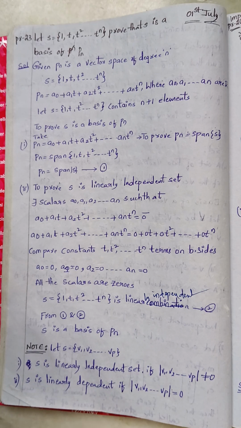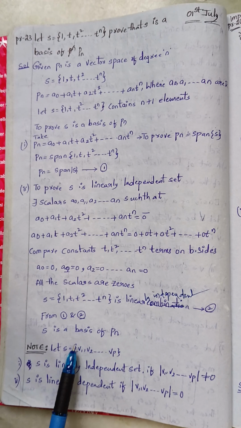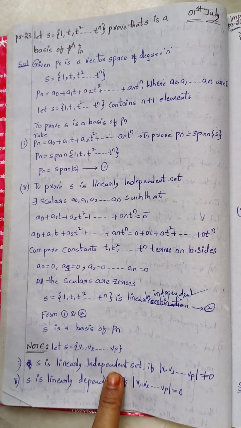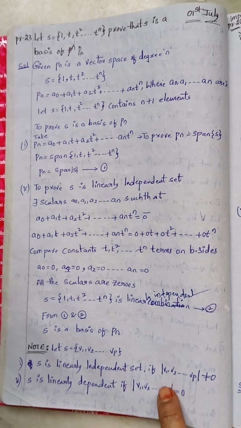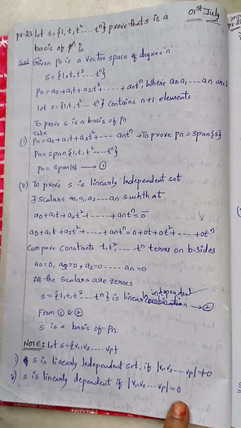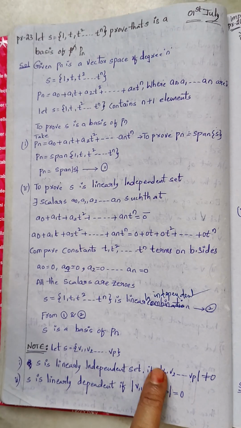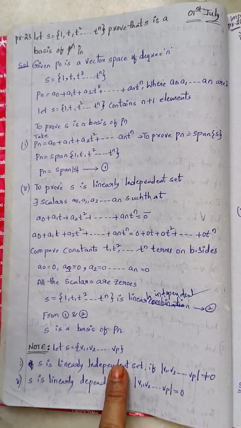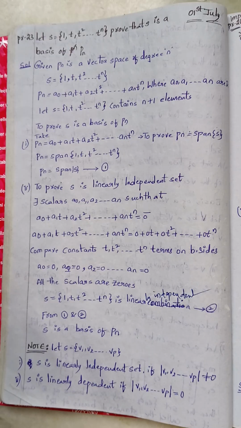For linear independence and dependence, we have another simple formula. Suppose we are taking p vectors with p entries, meaning the same number of rows and columns. S is linearly independent when the determinant is not equal to 0, and linearly dependent when the determinant is equal to 0. That means when the same number of vectors with the same number of entries are given, take the determinant. If it is not equal to 0, then linearly independent. Equal to 0 means linearly dependent.